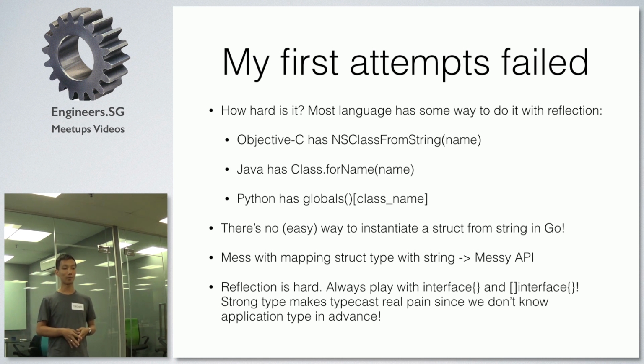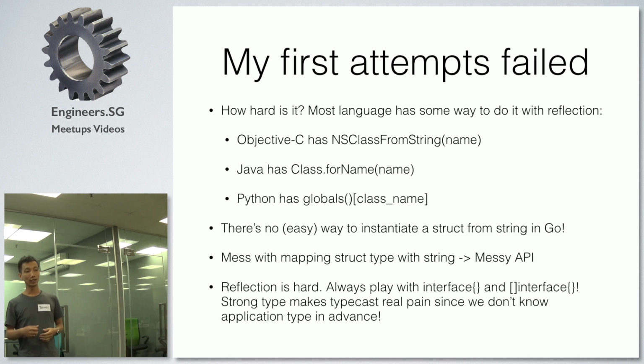But that is really messy, and the reflection is really hard, because when you look at the reflection API, you see you have to deal with interface, element, pointer, value, and all these things are kind of crazy. And with the strong type system in Go, typecasting is a real pain.